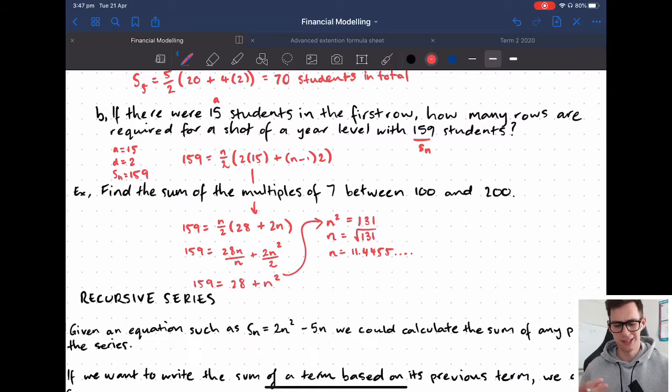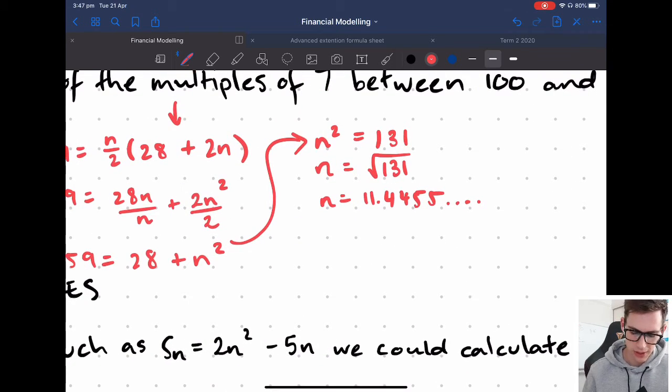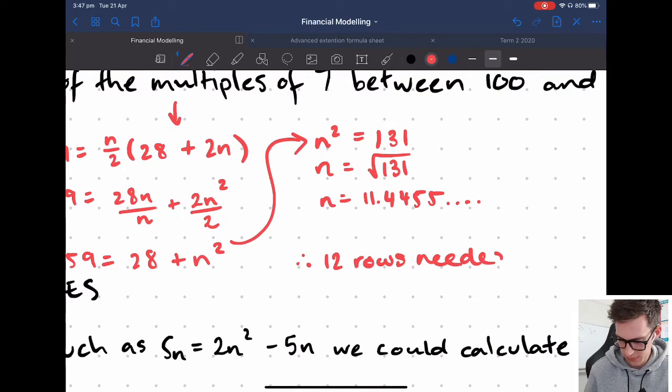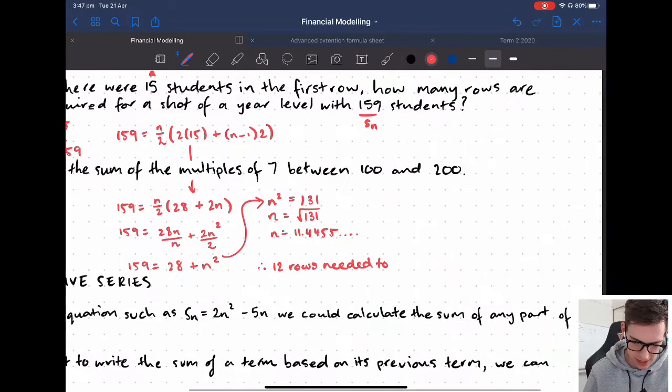So that's where understanding the story of the question is really important. So what we're going to say here, we're going to finish off and say, therefore, we're going to need 12 rows to fit 159 students.